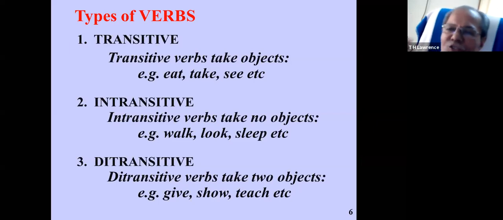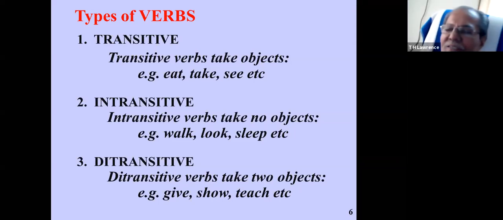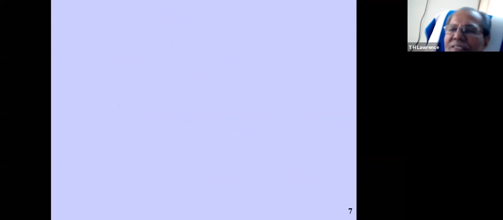So when you say monotransitive, it has only one object. When you say ditransitive, it has two objects. So monotransitive or ditransitive are transitive verbs. Intransitive verbs are those verbs which do not have objects at all. So you have now come to know, you have classified verbs in terms of transitive and intransitive nature. Let's now see what we have in terms of object.